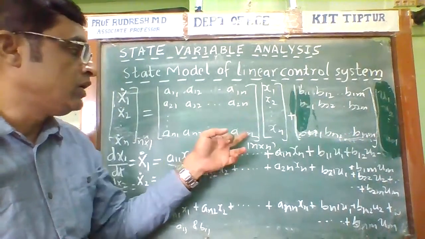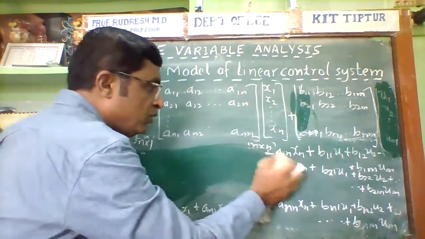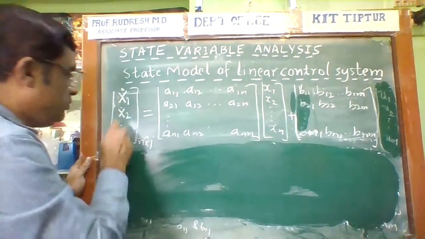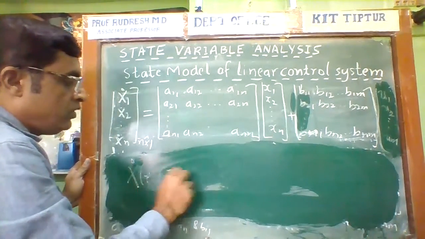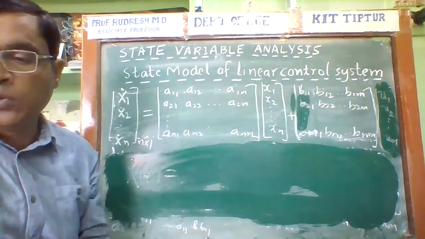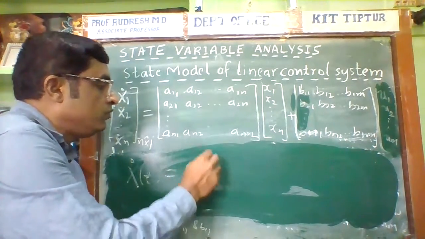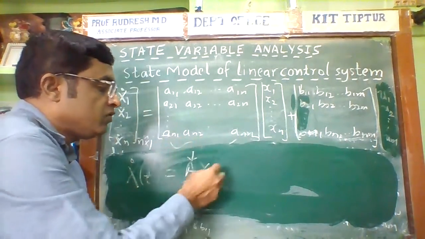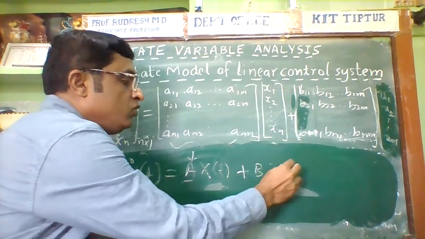So here is an n cross n matrix. So it's a column matrix. This can be written in matrix form. Now I told that this can be written as x dash. So x dash of t, in simplified manner, can also be written in the above matrix equation as A x of t plus B into U of t.